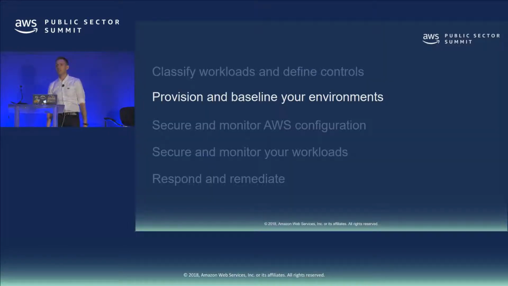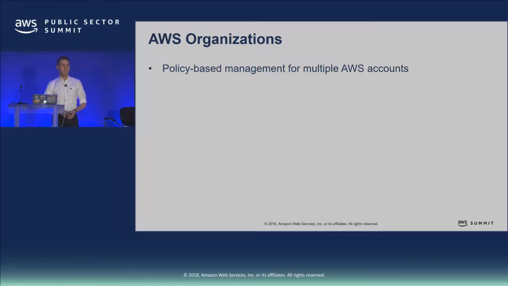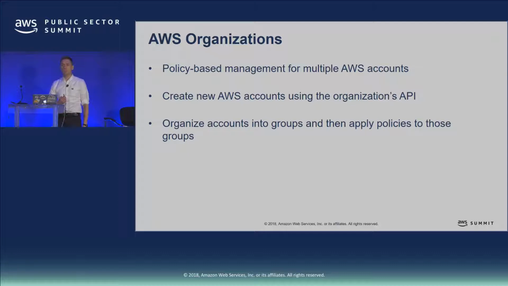So let's talk about how you provision and baseline those environments once you actually get up and running. AWS Organizations is some newer functionality that allows you to have policy-based management for multiple AWS accounts. I can create a single master account and then create new AWS child accounts under that using the Organizations API or the console. I can organize accounts into groups, organizational units, and then I can apply policies that apply to each one of those groups.